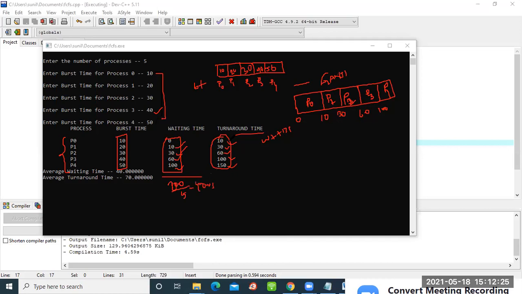Now similarly, calculate this one. Now it will be 250, 310, 350 by 5, which is your 70 milliseconds. Clear? How we are getting? Now this is your output. What output we are getting?